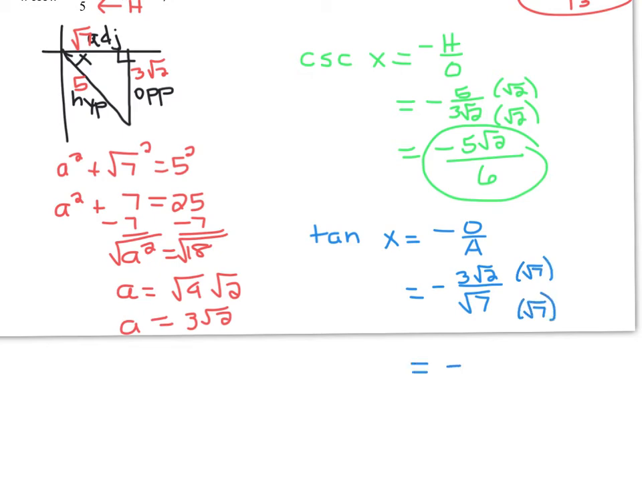Okay, so that leaves me with negative. Now let's see. 3 radical 2 times 7. Well, we could multiply these numbers underneath the radical to give us a radical of 14. So we're going to have 3 radical 14 on the top. And then on the bottom, well, radical 7 times radical 7 is just 7. And then nothing simplifies, so that would be our answer.